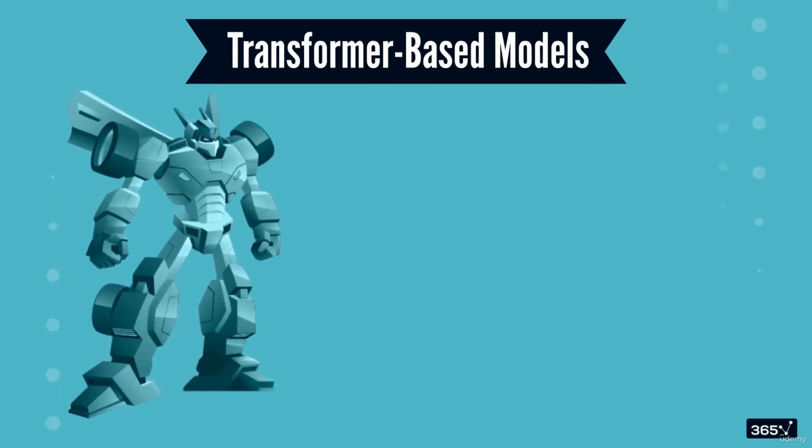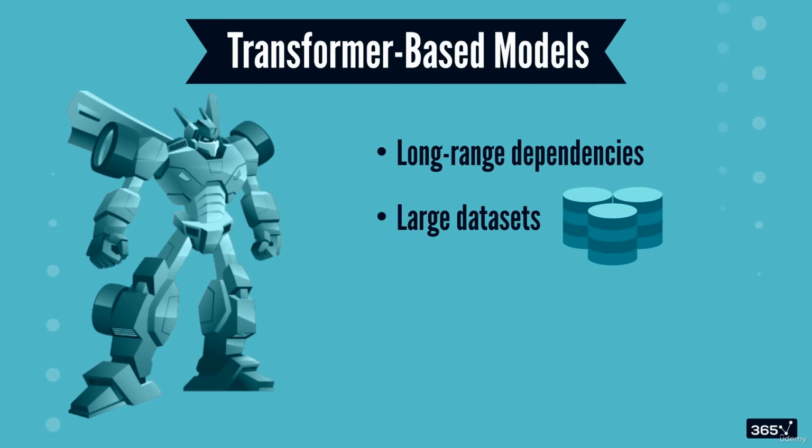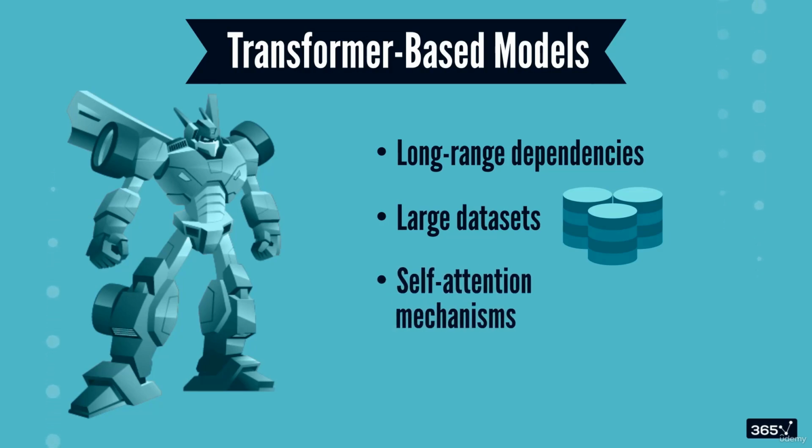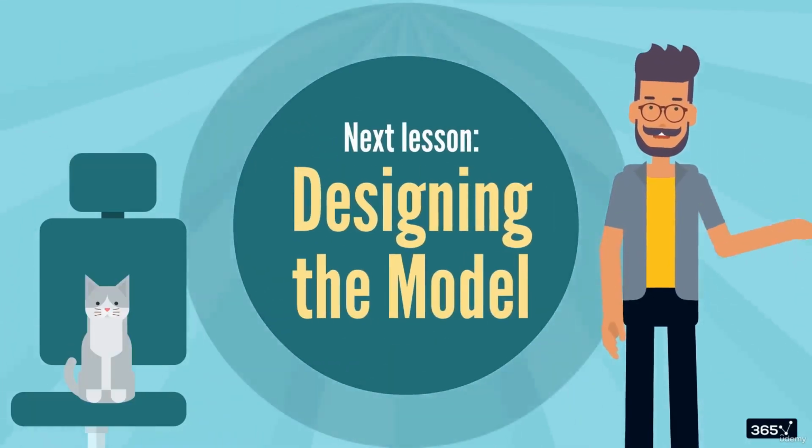Transformer-based models are extremely good at handling long-range dependencies and large datasets. Unlike LSTM networks, which process data sequentially and can struggle with very long dependencies, transformers use self-attention mechanisms to consider all sequence parts at once. This makes them ideal for complex applications requiring accuracy and robustness. Examples include virtual assistants like Siri and Alexa. Okay, next comes designing the model.